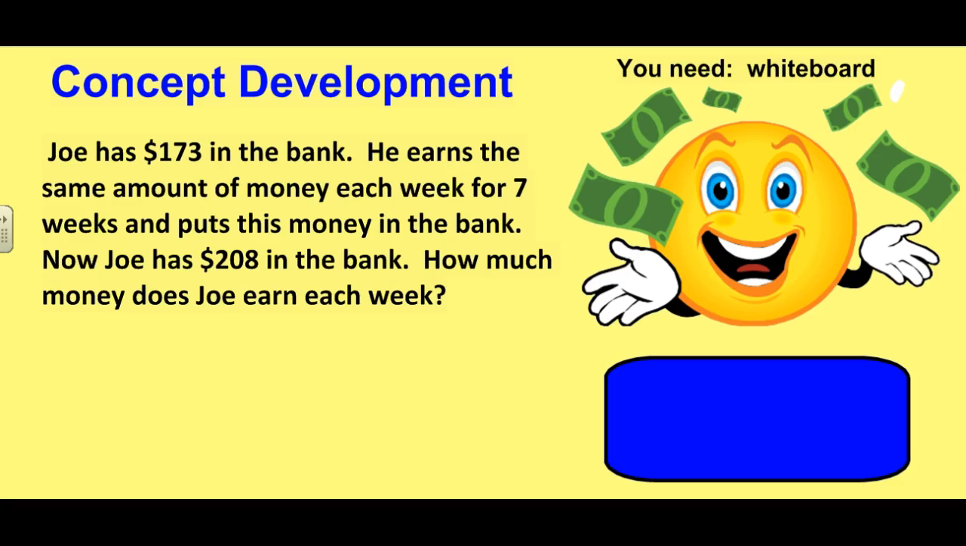So from this problem, we know that Joe starts with $173 in the bank. He works for 7 weeks and makes the same amount of money each week, and then he puts that money in the bank. Now he has $208. So we are trying to figure out how much money Joe earns each week. So you think about this and figure out what is the first step that we need to take for us to be able to solve this problem. So I want you to push pause and think about what our first step needs to be.